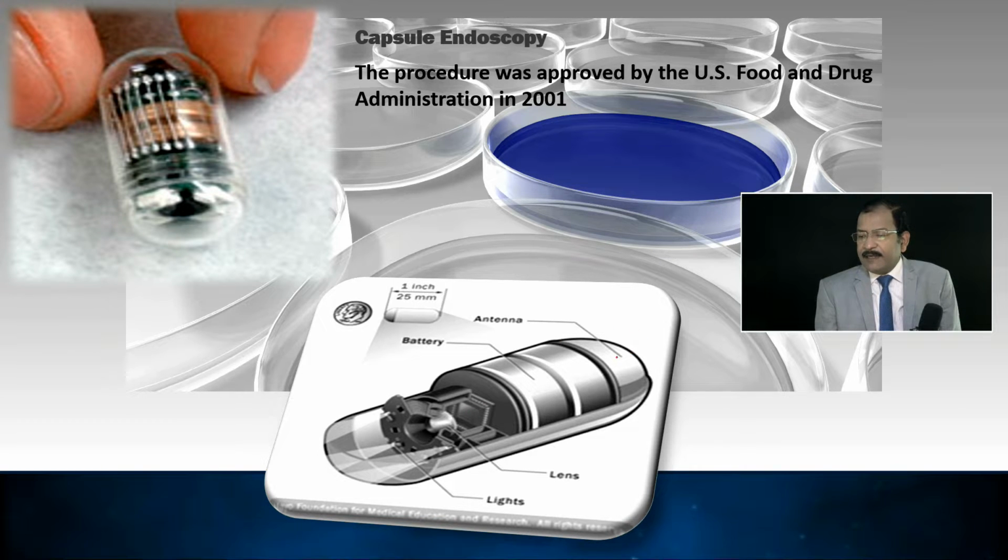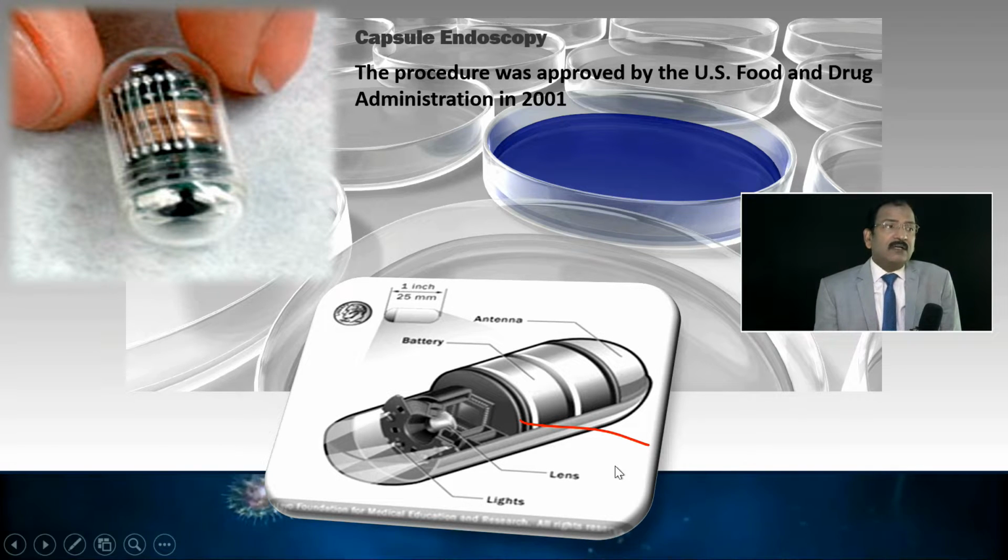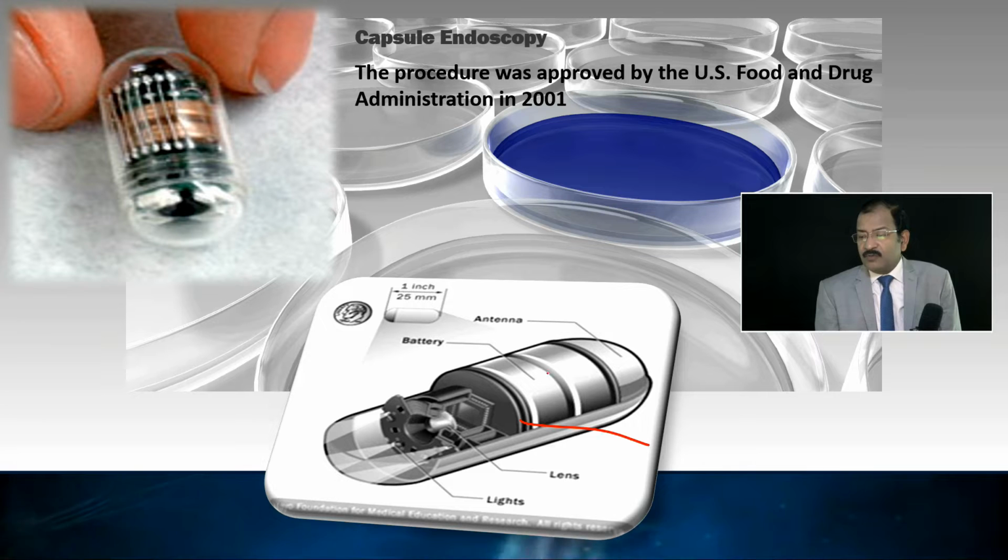And there is an antenna. This antenna can radiate Bluetooth also. Wirelessly, it can transmit the image to the computer while traveling through the GIT. And not only that, it can store the data; there is a chip from which you can retrieve the data after retrieving the capsule endoscope. And you have two batteries, this is one battery, this is the second battery. The length is 1 inch and the width is ½ inch.